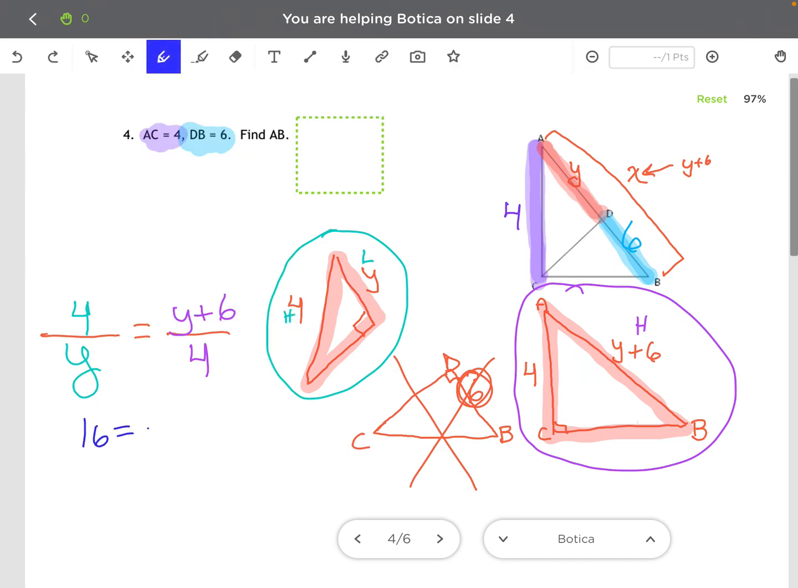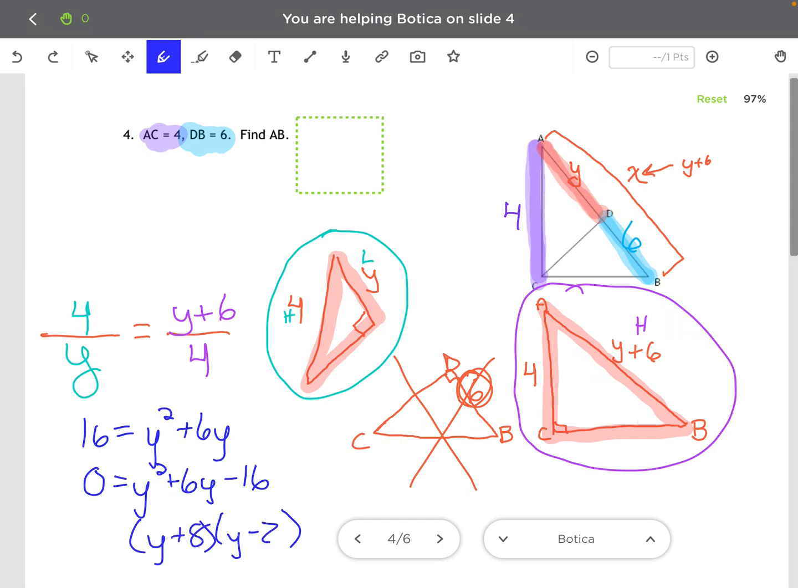So 16 is equal to y squared plus 6y. Set it equal to 0: y squared plus 6y minus 16. And go ahead and factor this down. Positive 8, negative 2. Sorry, y equals negative 8 and y equals 2. Negative 8 is not going to work, so y is 2. Plug 2 back in and you can see that AB is 8.